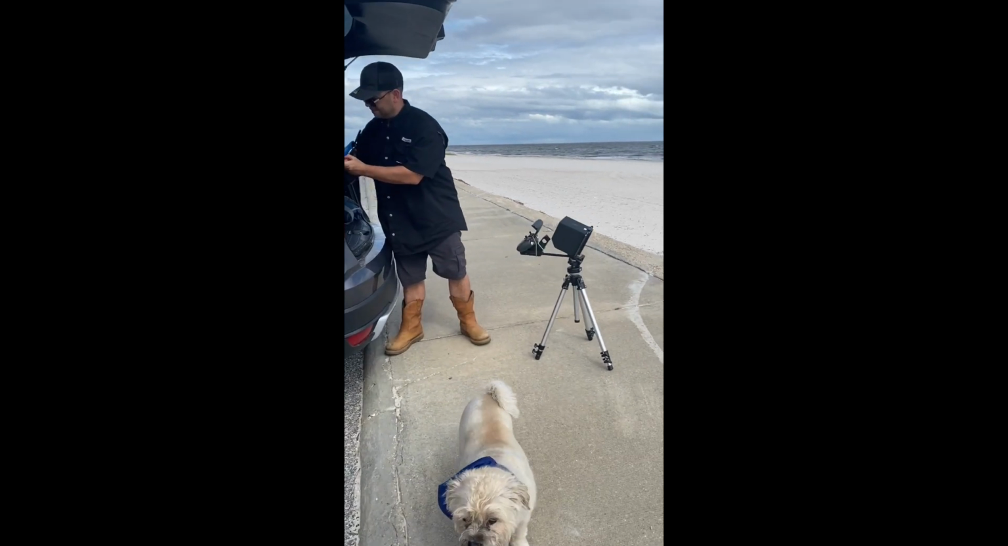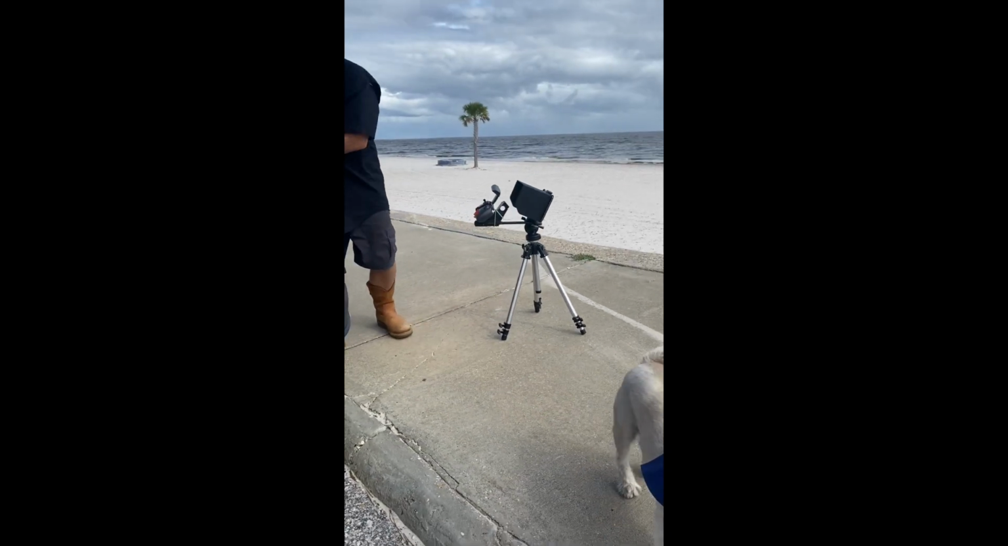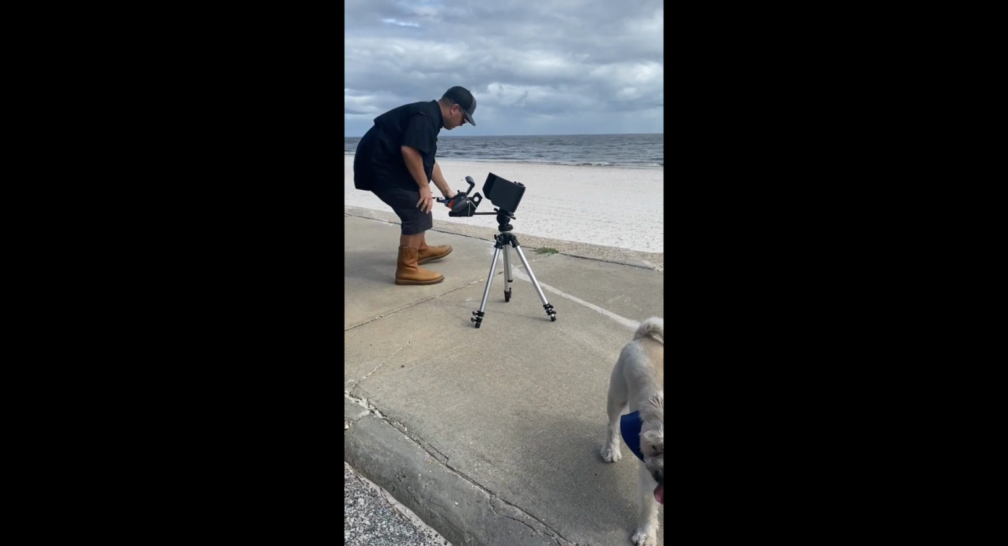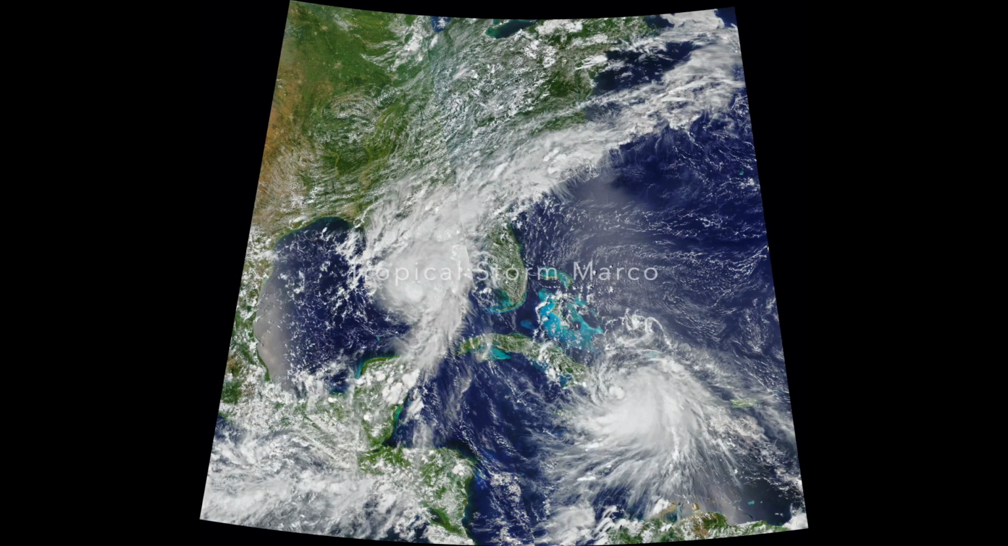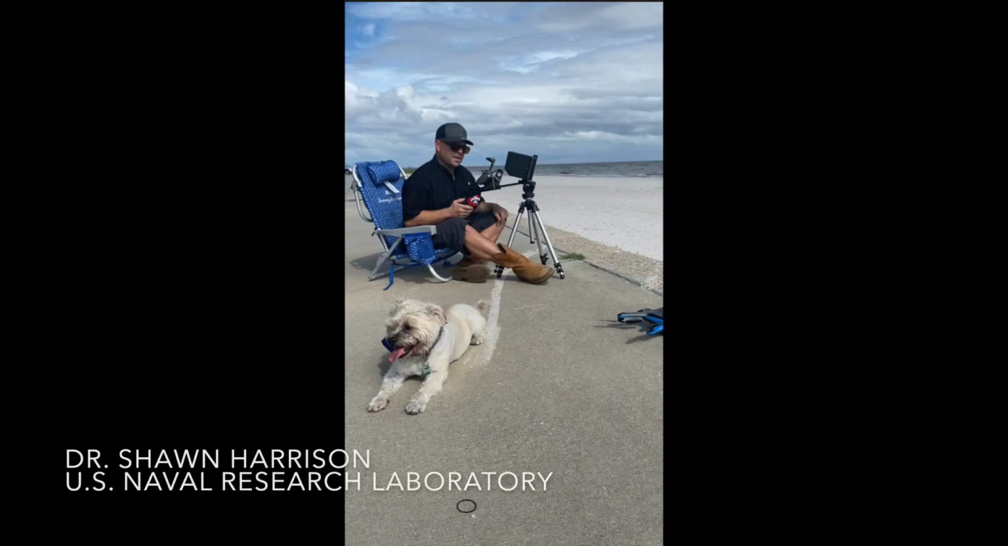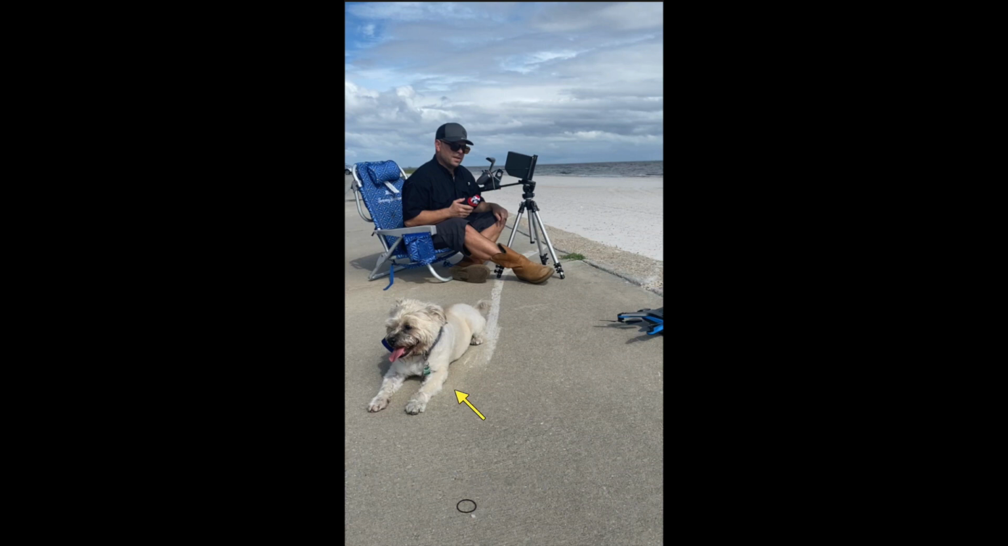Another way that we can measure how much windblown sand was moved on the beach is by the use of drones. A couple of days ago, Tropical Storm Marco approached the coast of Mississippi. There's Marco, and there's the coast of Mississippi. I asked my colleague, Shawn, who is an expert at using drones to measure the response of beaches to storm events, if he would come out and get some observations for us. And I had to bring my favorite research assistant, Pete.